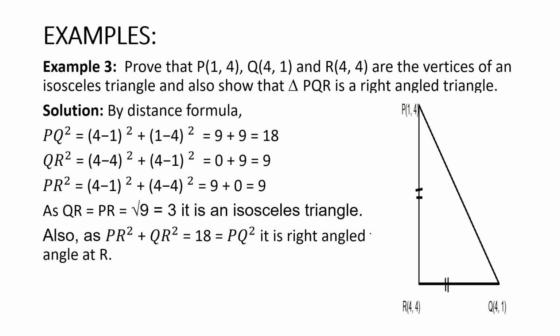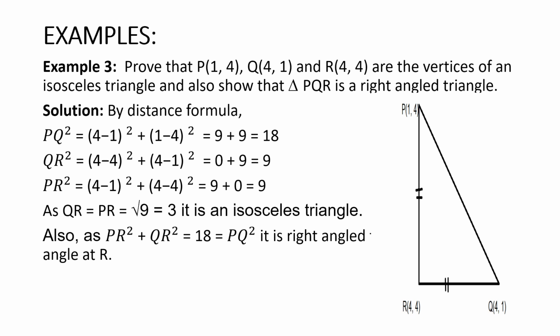So by the distance formula, PQ square will be x2 minus x1 whole square plus y2 minus y1 whole square. Putting the values, we get PQ square as 18. Similarly, QR square as 9 and PR square as 9. Now this shows that QR and PR are root 9, which is 3. Means the two sides are equal. So it is an isosceles triangle.